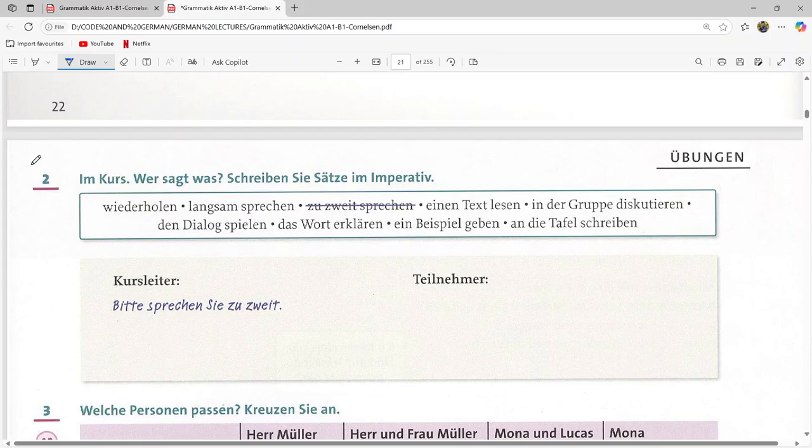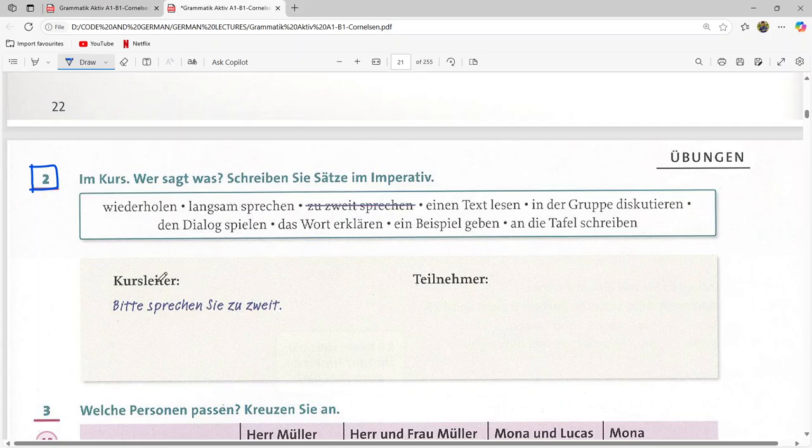We go down and solve the next task, task 2. Im Kurs, wer sagt was. So in the course, who says what? Schreiben Sie Sätze im Imperativ. Write the sentences in imperative form. So we have these sentences. We have to write the sentences in the imperative form, and two persons are speaking.